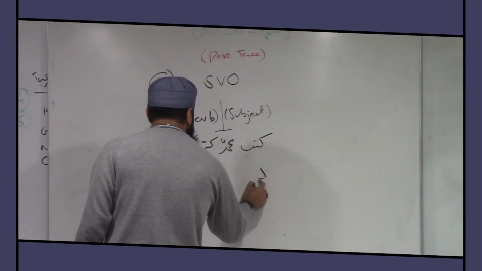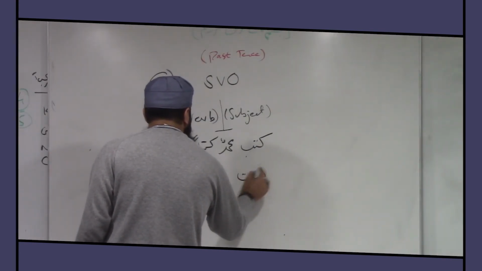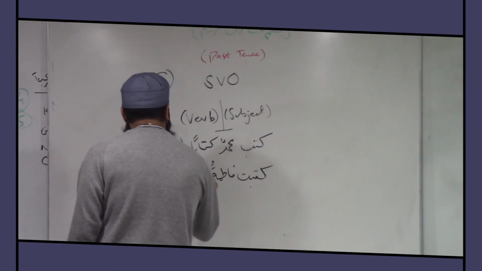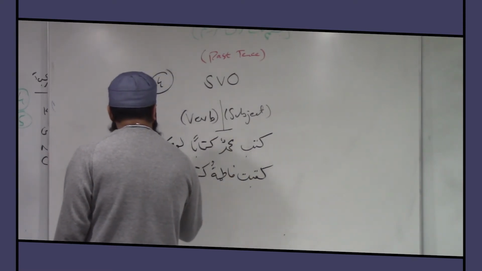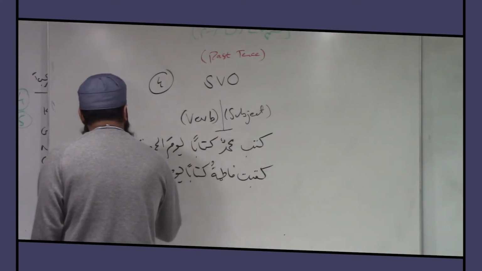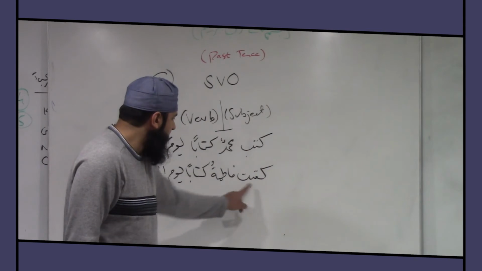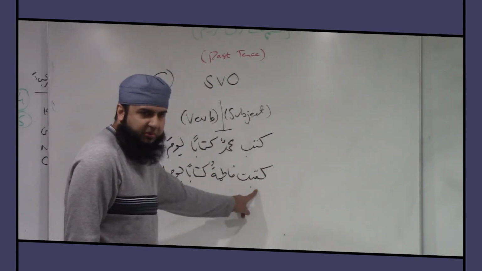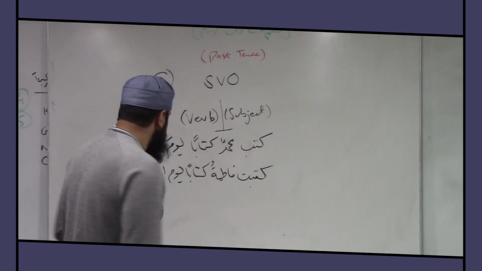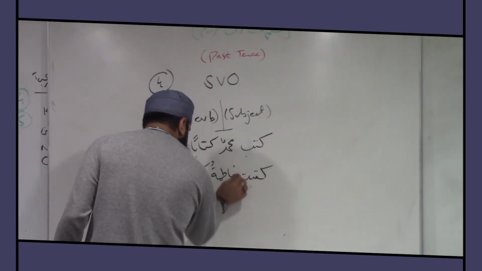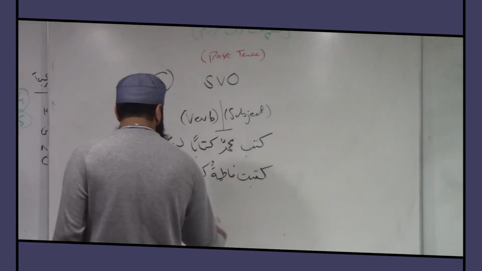You say Katabat Fatimatu Kitaban Yawmal Jumu'at. Okay, so it matches here, like you have feminine, the verb is feminine, right? It goes with it, right? Clear? So what happens is, if there is something between them, they get separated somehow.